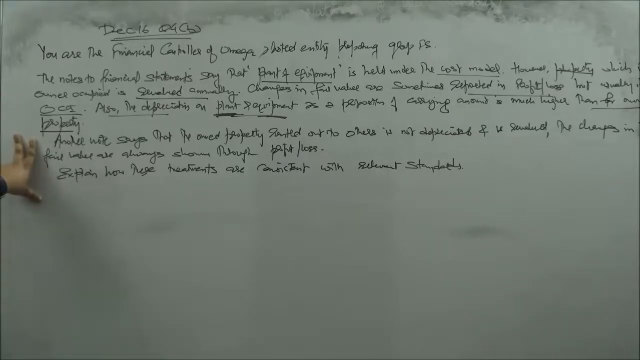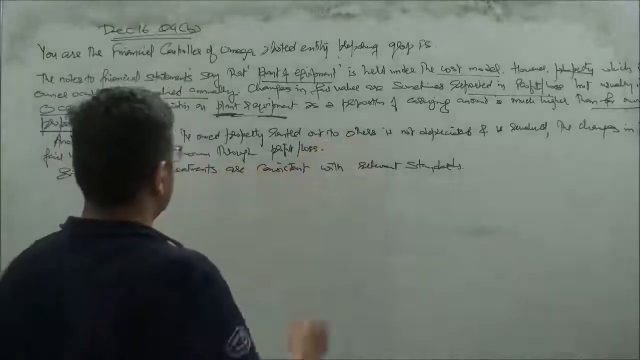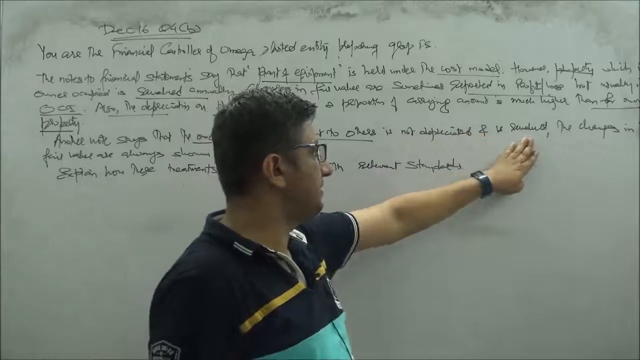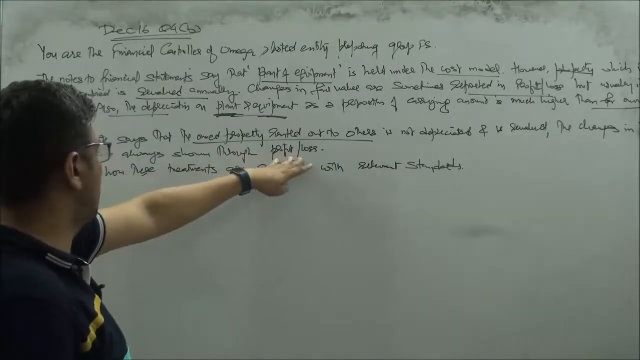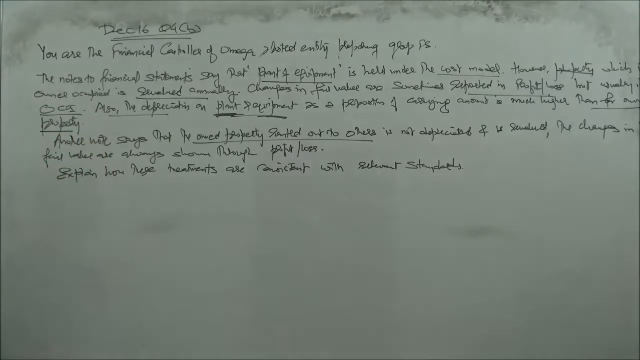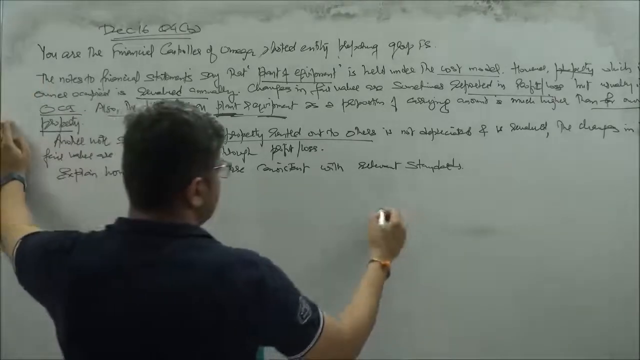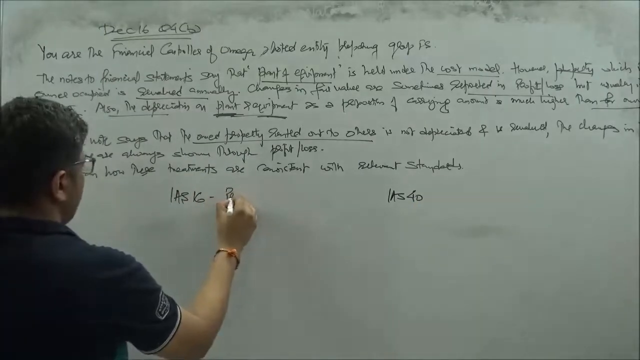Another note says that the owned property rented out to others, okay, so this is an investment property case, is not depreciated and is revalued. The changes in the fair value are always shown through profit or loss. Explain how these treatments are consistent with relevant standards. So precisely we are talking about two standards being discussed. One is IAS 16 and of course the second is IAS 40.